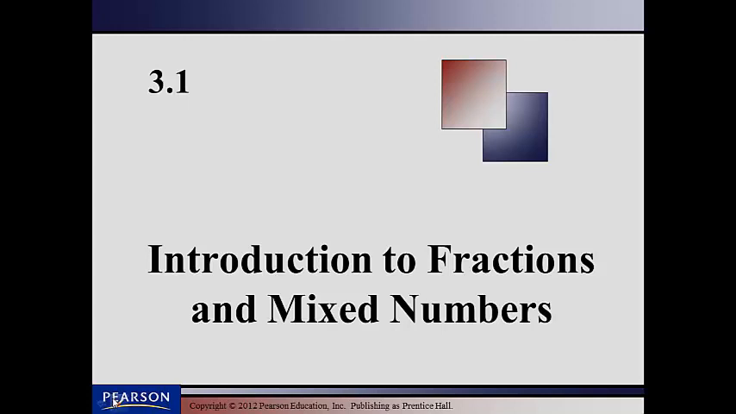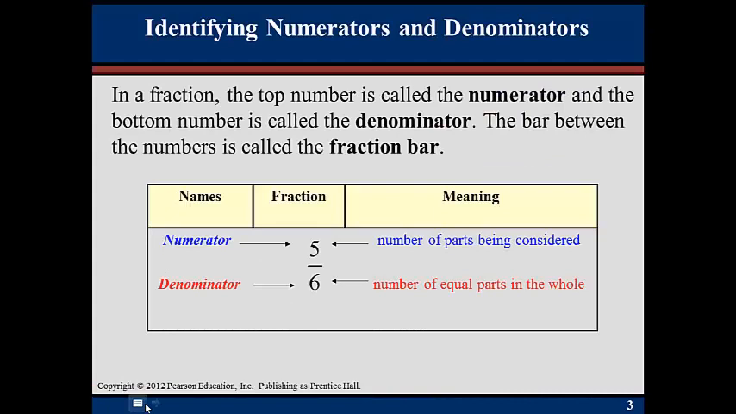Okay, so now we are in 3.1, and it's the introduction of fractions and mixed numbers. We'll start by identifying the numerator and the denominator. The top number in a fraction is called the numerator, and the bottom number is called the denominator. The numerator represents the number of parts being considered, and the denominator represents the number of equal parts in the whole.